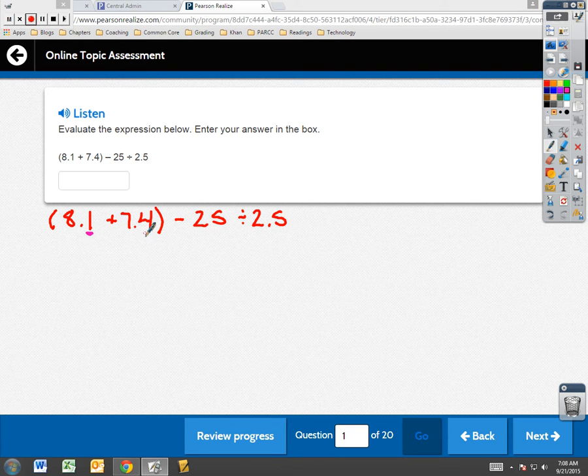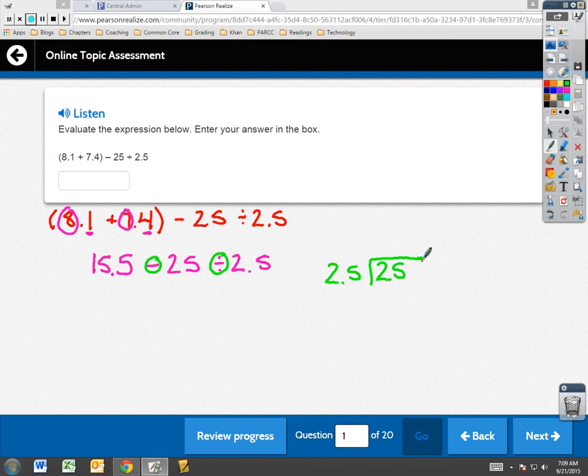The 1 and the 4 in the tenths place give me 5 with nothing to carry over. The 8 and the 7 in the ones place give me 15. So that is now gone. Now I have 15 5/10 minus 25 divided by 2 1/2. I'm going to circle my operations. There are no parentheses, no exponents, so I key in on the operations: subtraction and division. I know I need to divide first. This division is set up with 25 as my dividend and 2 1/2 as my divisor.